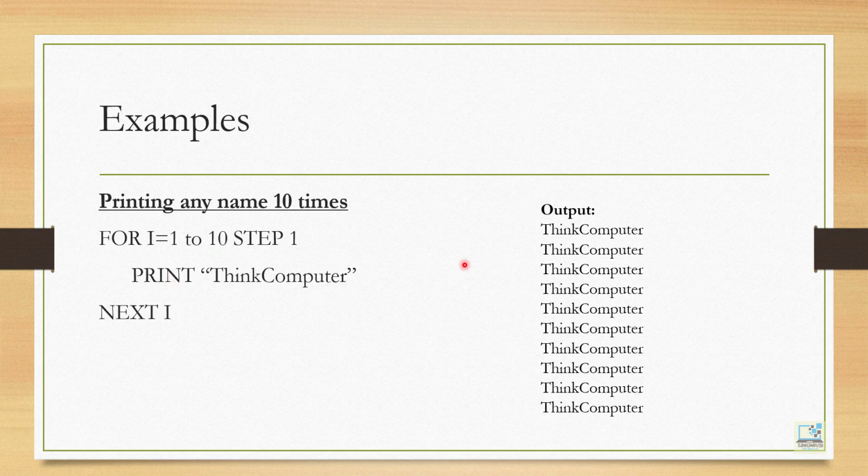So it will print ThinkComputer for the second time. The NEXT I will again repeat the loop. Step 1 will change it to 3. Now the value of I is 3. Again the condition is correct, 3 is less than 10. Again ThinkComputer will be printed for the third time. The NEXT I again will repeat it. So this will happen a total of 10 times and the 11th time it will terminate. That is how the FOR NEXT loop works.